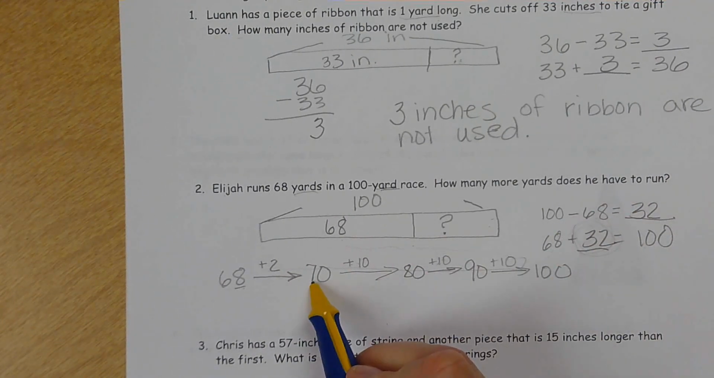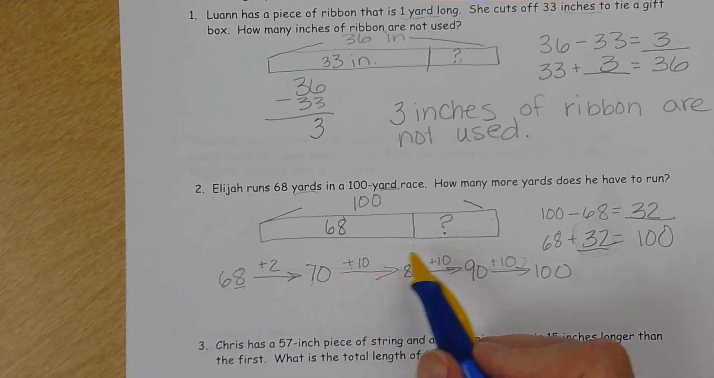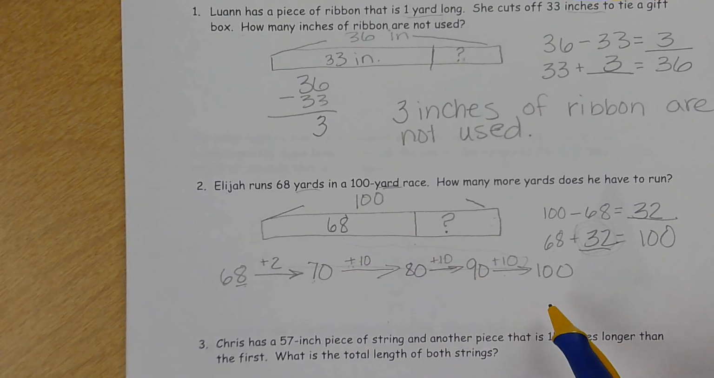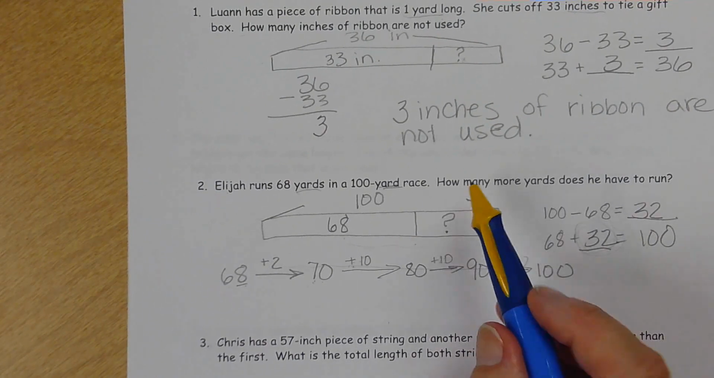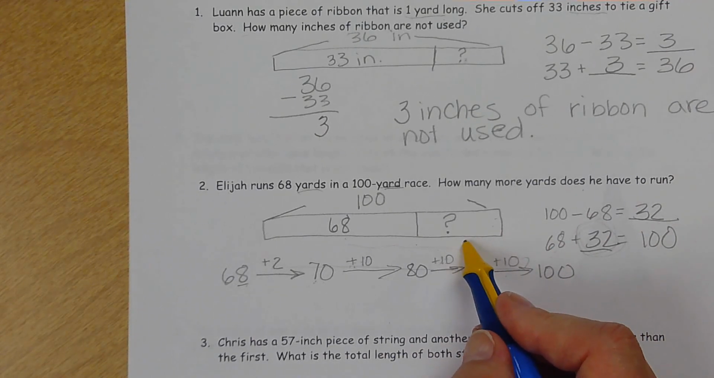Now you might have said that you knew 7 tens plus 3 tens is 100. And so you might have just added 30 on that arrow right there. But if you're not sure, break it down. Do 10 at a time until you get there. So all we have left is our statement. How many more yards does he need to run? What is our missing part?